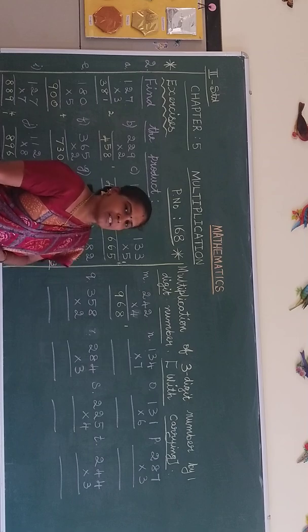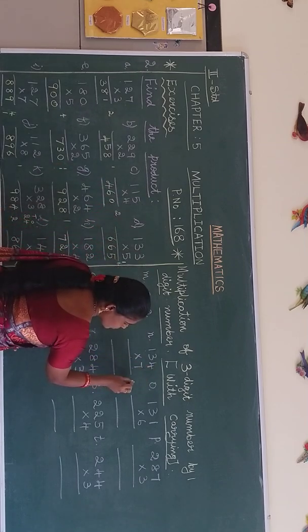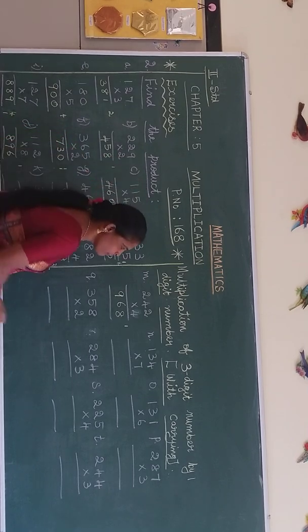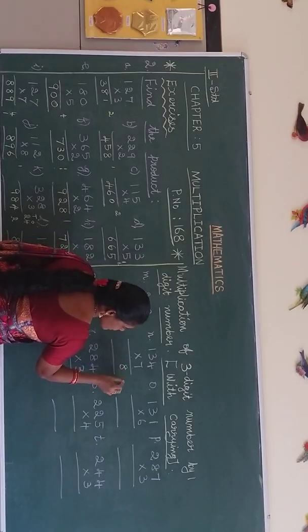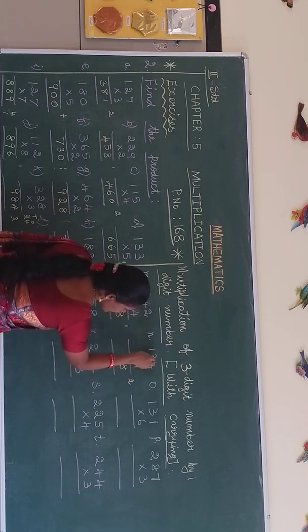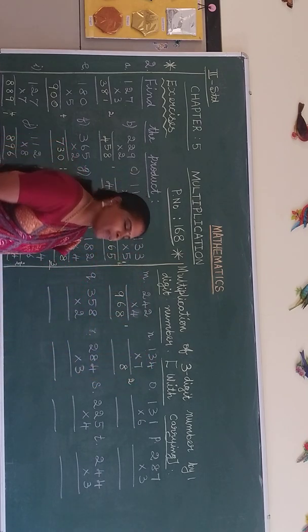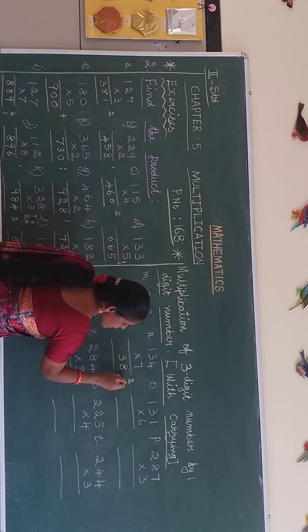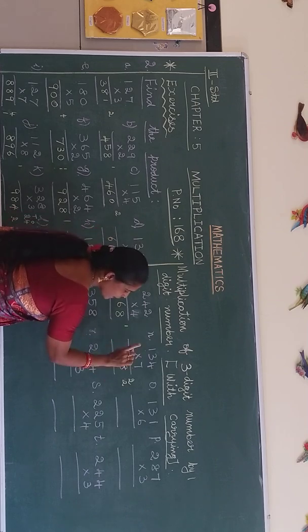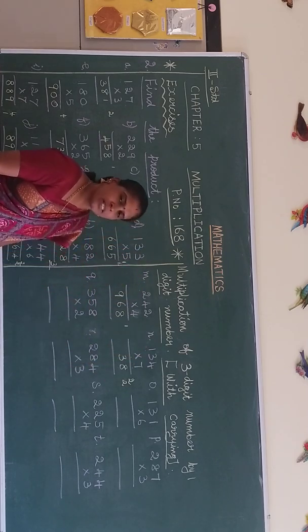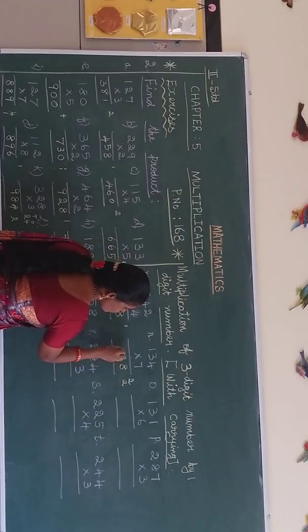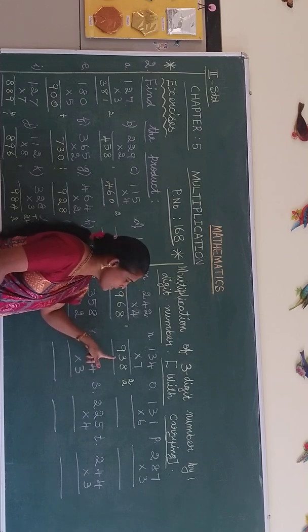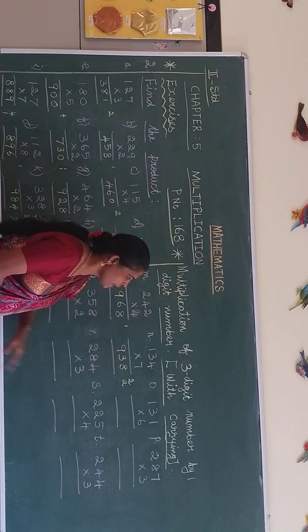134 multiplied by 7. 7 4s are 28. In this 28, 8 in the ones place, 2 in the side. Again 7 3s are 21. 21 plus 2, 23. In this 23, 3 in this place. Again you should write the 2 for carrying over, and 7 ones are 7, plus 2, 9. So 134 multiplied by 7 is equal to 938.